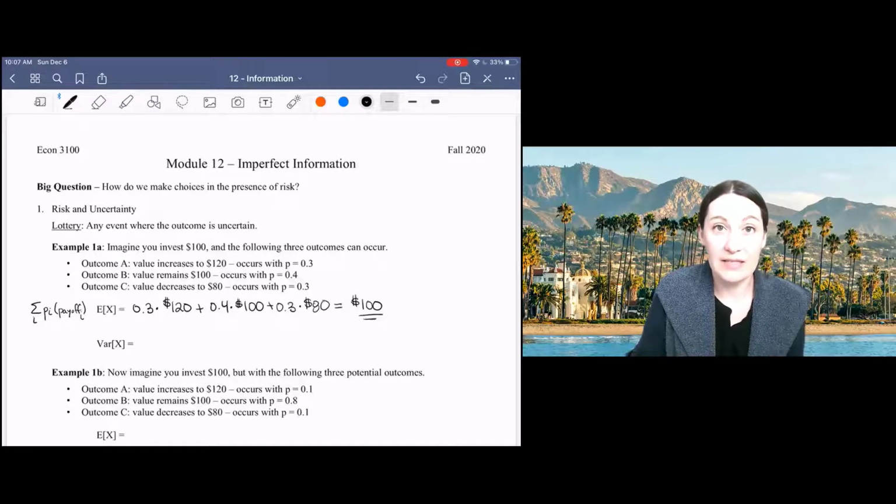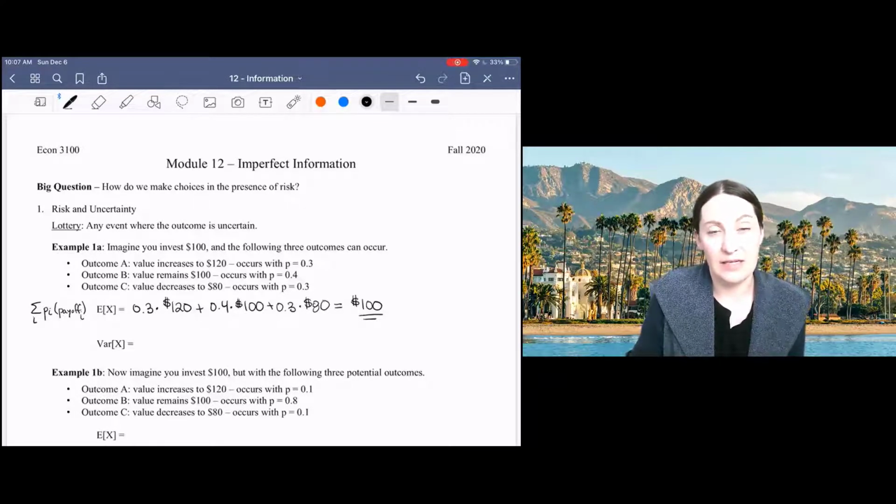So there's no return here in expectation for this investment. Now, would you make this investment? Would you give up $100 with certainty for a small probability of getting $120, considering that the expected value was $100? Your answer to that question might be different than someone else's. And one thing we'll explore in this section is preference for risk.